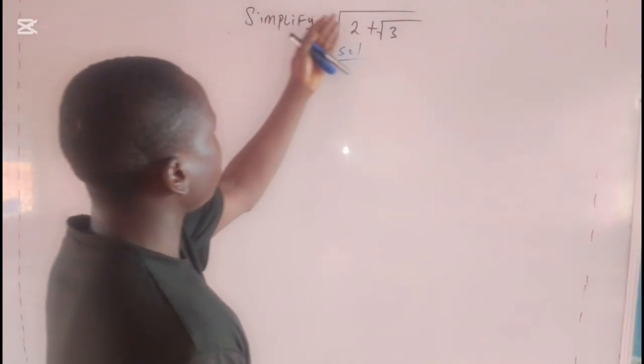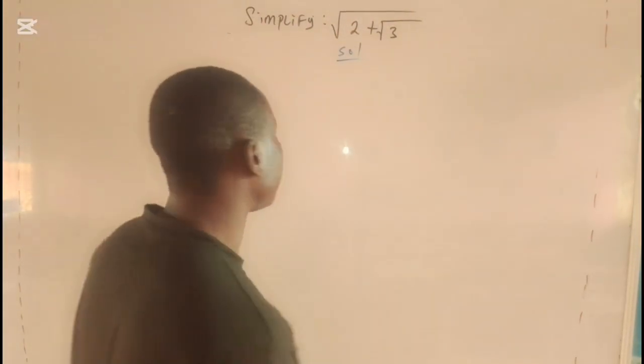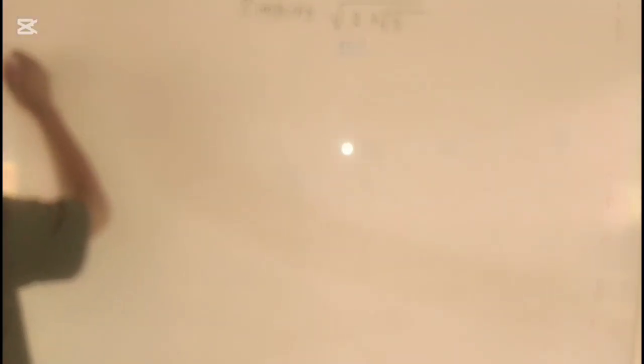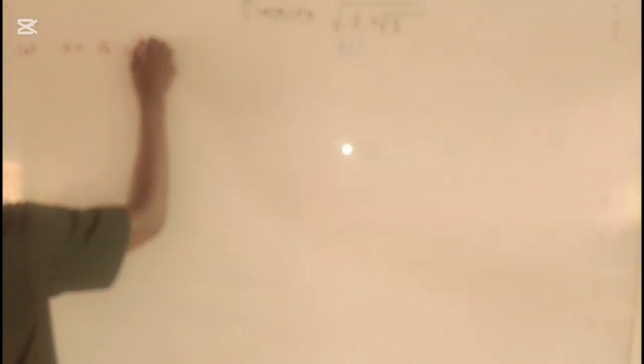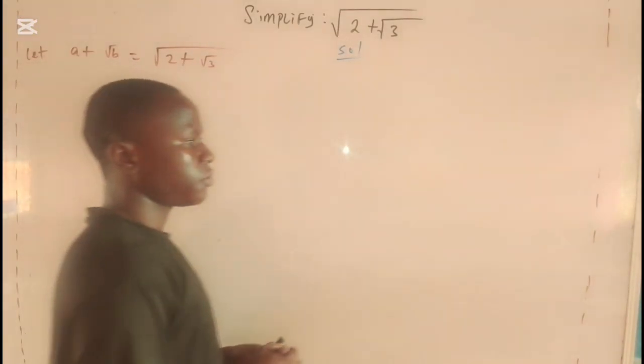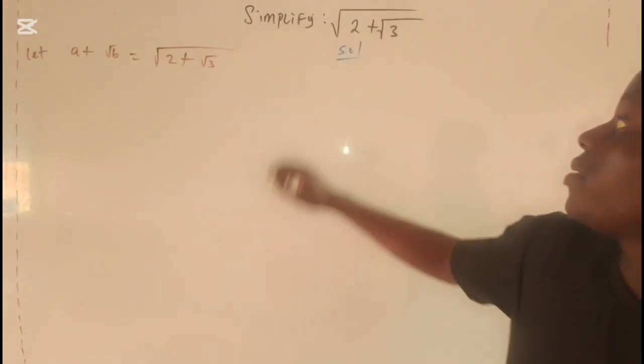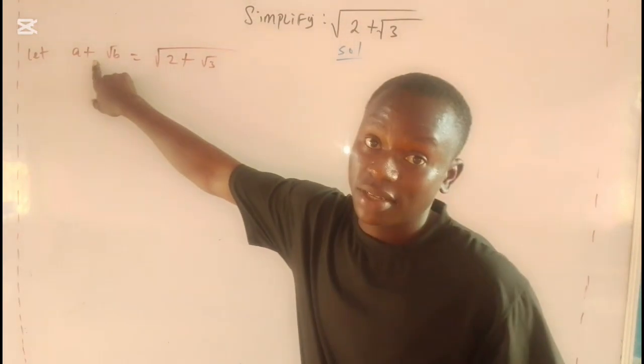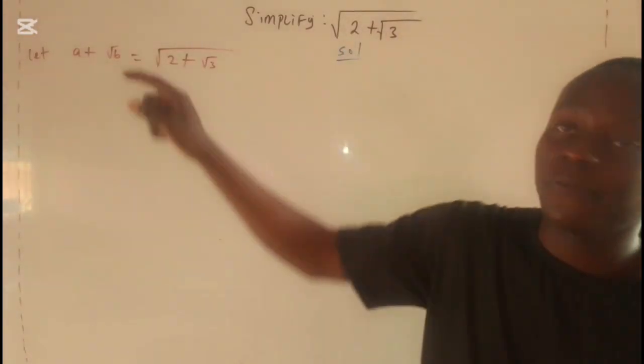Now, simplify square root of 2 plus root 3. How do we do that? Now, let's start. So I can say, let a plus square root of b be equal to square root of 2 plus square root of 3. Alright, so that's the first thing you're going to do. Maybe this is minus, you have to put minus here, but since this is plus, you put plus there.